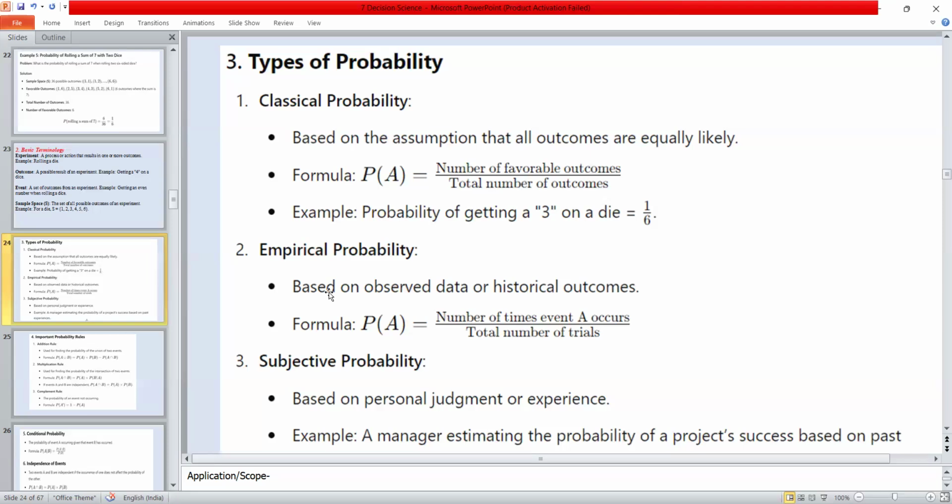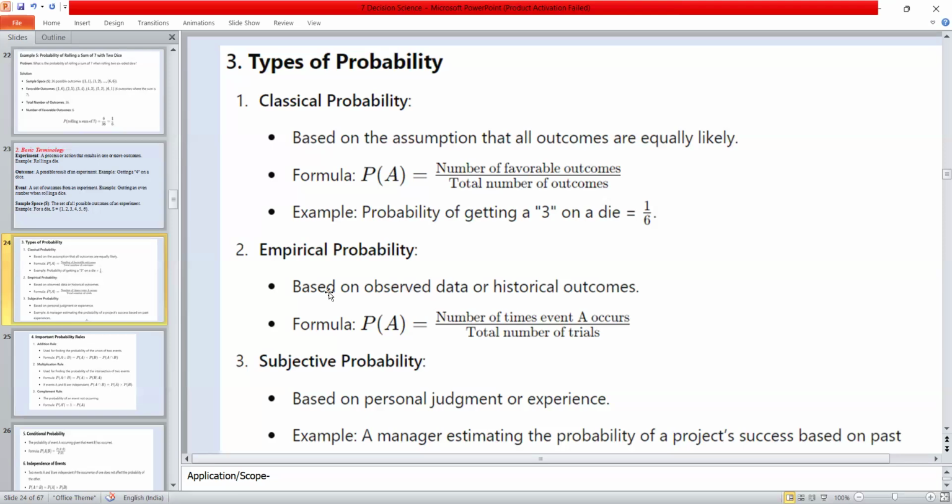Empirical probability is where we do an experiment, we observe data, and as per the historical outcomes, we decide. So the formula is probability of A is equal to the number of times event A has occurred divided by the total number of trials. Like in an experiment, it happens.